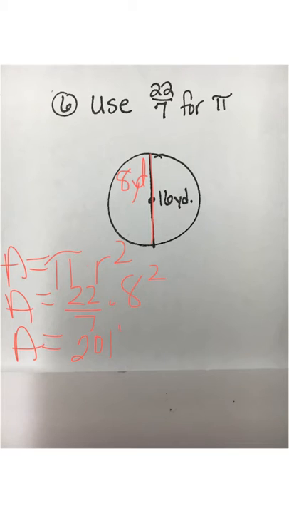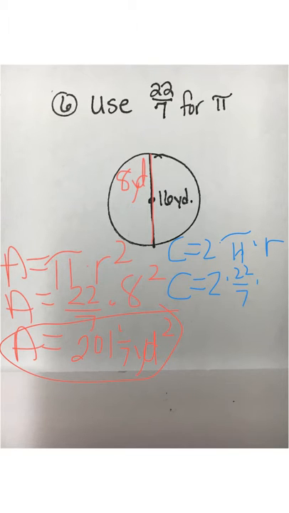201 1/7 yards squared. For circumference, you're going to use 2 times pi times r. When you plug it in, it's 2 times 22/7 times 8. And your answer is 50 2/7 yards.